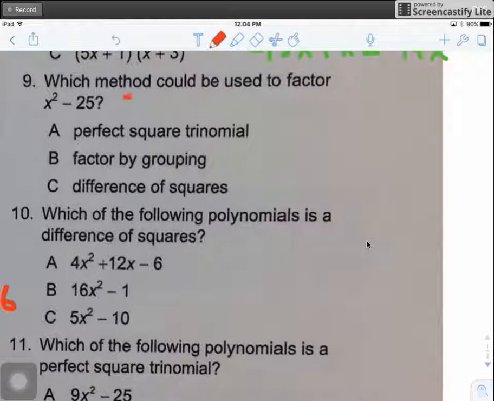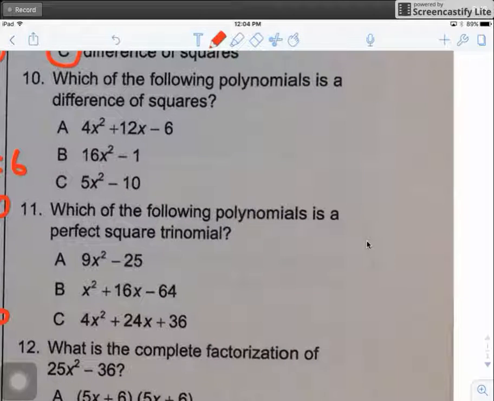Number 9, which method could be used to factor? And this looks like it's a difference of squares, so we can easily recognize that and factor that into x plus 5 and x minus 5. So we can factor by difference of squares.